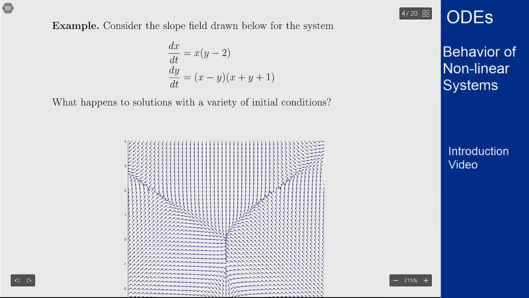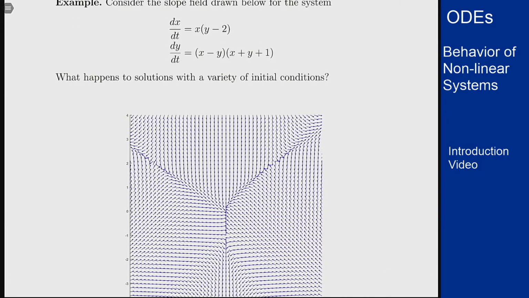So for example, one way to do this is by looking at a slope field. So we could consider a slope field here for the following system and try to figure out what's going to happen here. So we can start by finding equilibrium solutions. Let's do that first, and then we'll go on to the slope field and see what happens. So here, for the first one, we have either x equals 0 or y equals 2. For the second, x equals y, or y equals -1 minus x.